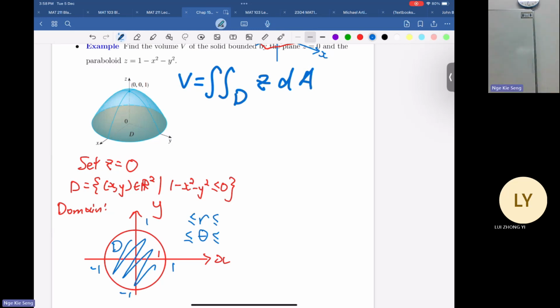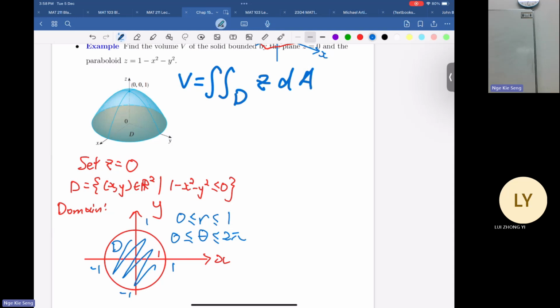Radius all the way from 0 up to 1. Angle from 0 up to 2 pi. Then you can draw this domain. So the radius are all the points from 0 up to 1, and the angle is from 0 up to 2 pi. Does it make sense that these two sets of inequalities will give you all the points inside the circle here?